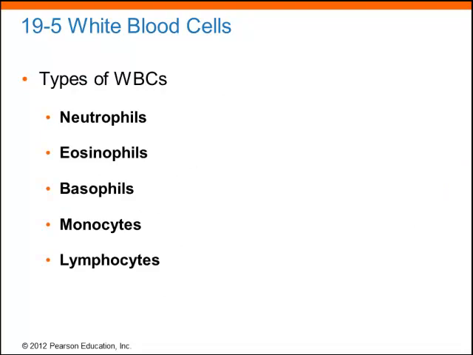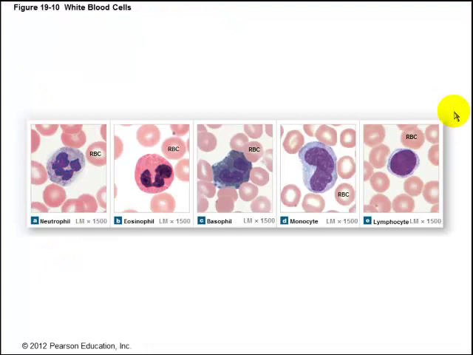So here's your list of types of white blood cells. Neutrophils, eosinophils, and basophils are in the category we call granulocytes. Monocytes and lymphocytes are in the category we call agranulocytes. And I'm sure you remember the A at the beginning of that word means without. So here you can see what they look like.